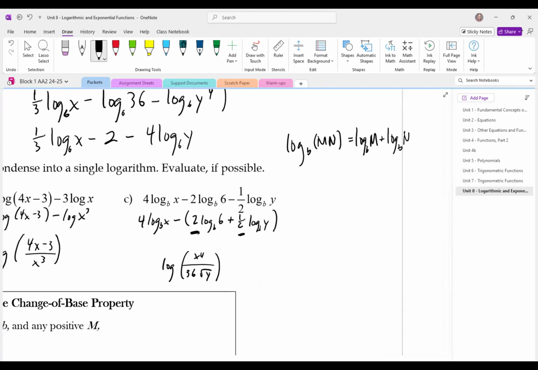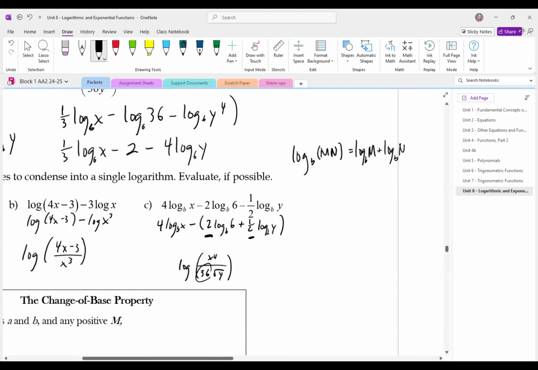And that's exactly where this 36 came from. That's where the square root of y came from. At first, you have to put those numbers up. This had to become a 2 right here. This had to become a 2 to the 1/2. And then we were able to use that product rule to bring them together.